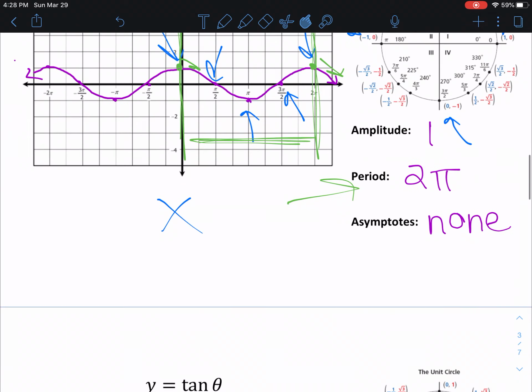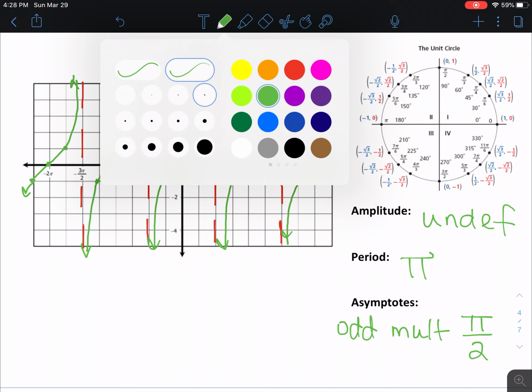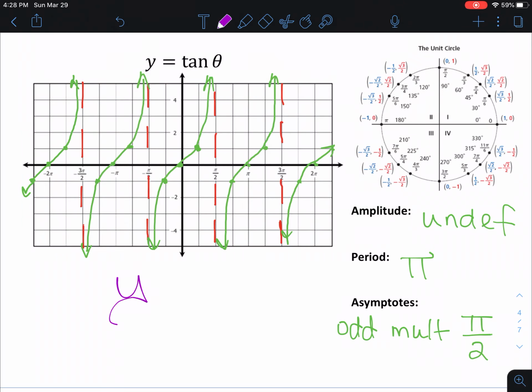Okay, lastly, let's take a look at tangent. This graph looked okay until that very last graph on the very right. But anyways, if you recall, in the unit circle, tangent is y over x. So if we're looking at 0 radians, right here, that would be 0 over 1, which gives us 0. So that's that dot right there.